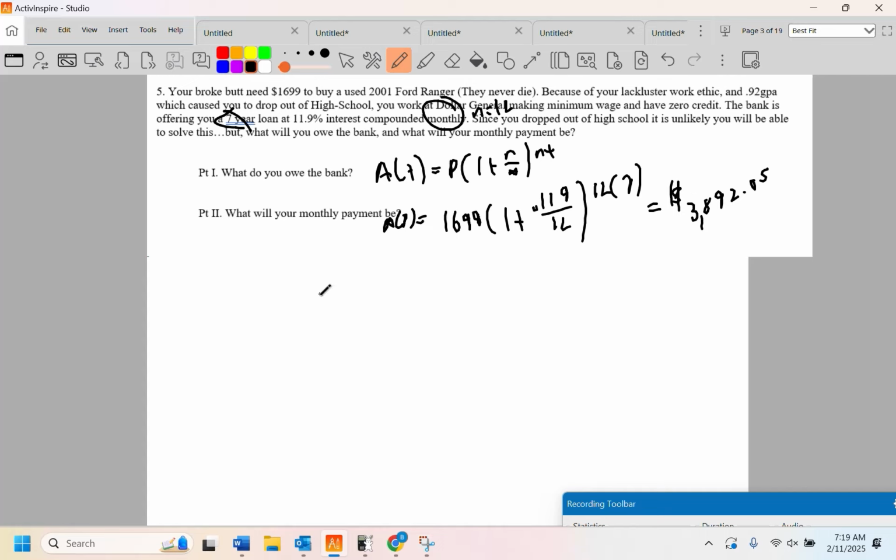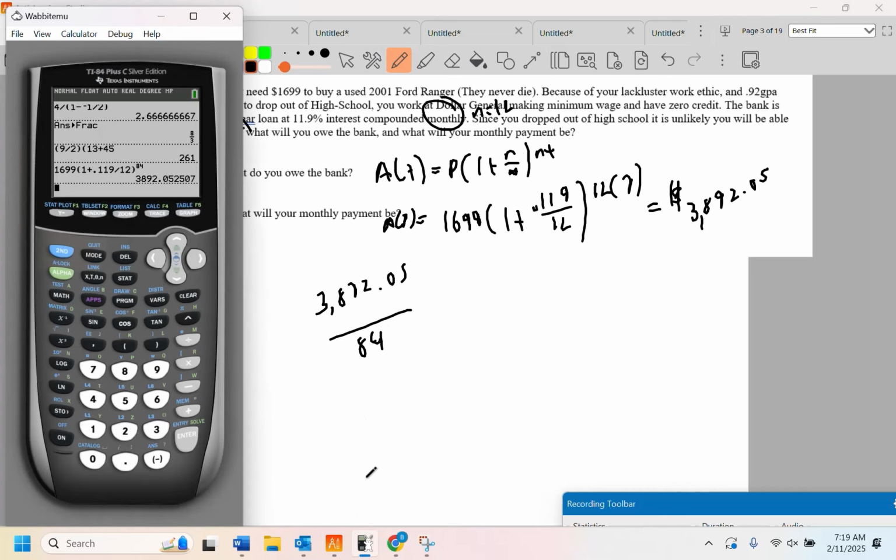Your monthly payment, you take that value, you figure out that 7 years is 7 times 12, 84 months. So you divide by 84. Your monthly payment's not going to be that bad. And in 7 years, you'll own a 2001 Ford Ranger, $46.33. So if it's 2025 now, in 2032, you will own a 2001 Ford Ranger.